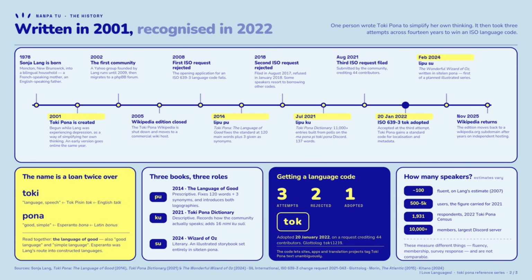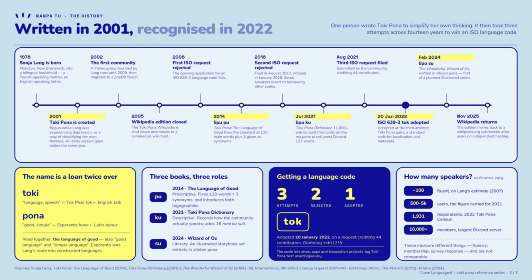Institutional recognition came slowly. After requests rejected in 2008 and 2017, the identifier TOK was adopted on 20th of January 2022, following a third application filed in August 2021. In February 2024, Lang released a Toki Pona edition of The Wonderful Wizard of Oz, the first of a planned illustrated series known collectively as Lipu Su.